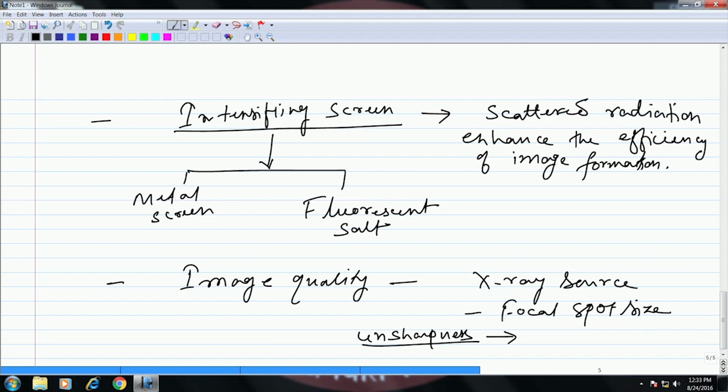And the image quality would also depend on the properties of the film, and the parameters which influence the quality of the image with regard to the film, that also we have discussed. So, with regard to the film, as we have discussed, you need a high value of gradient G and you need fine graininess.